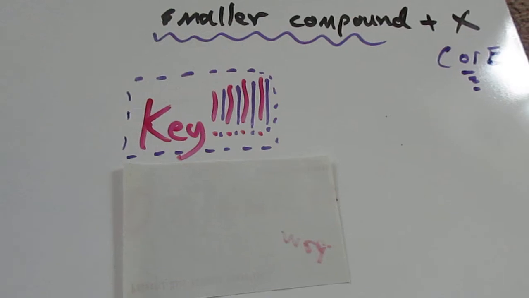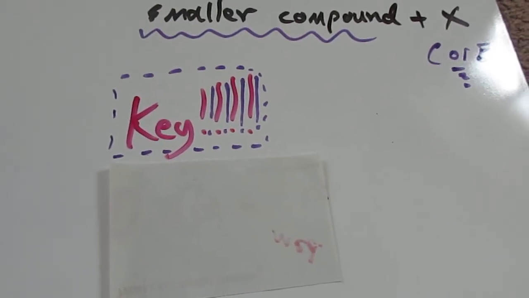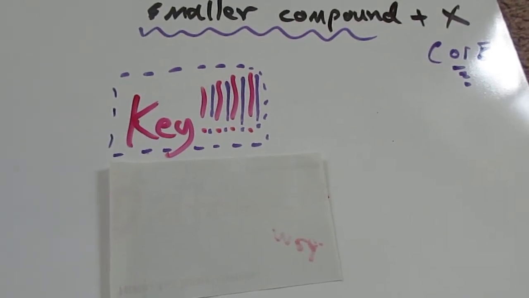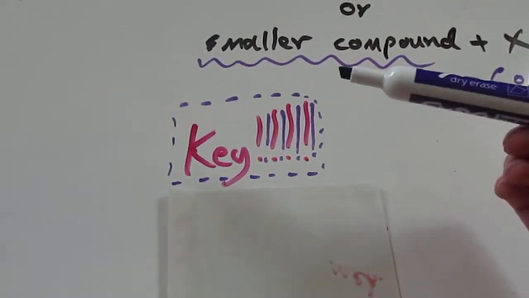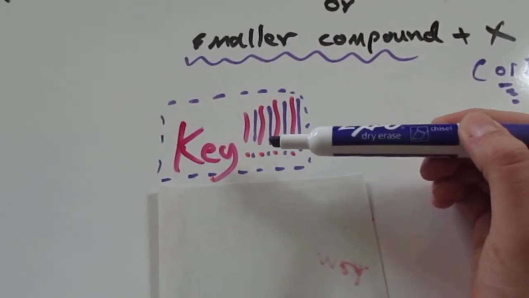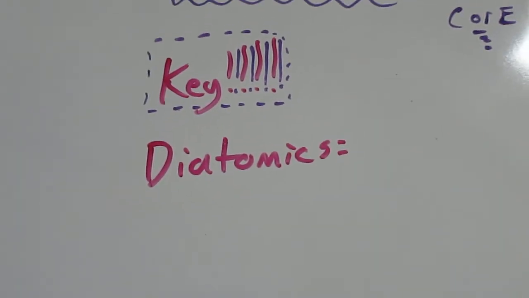Now, what's the key thing? Oh, crisscross. Crisscross. Thank you. My wife wasn't paying attention to me again. Nothing out of the ordinary. That is important. But just like yesterday, it's important to remember the diatomics.